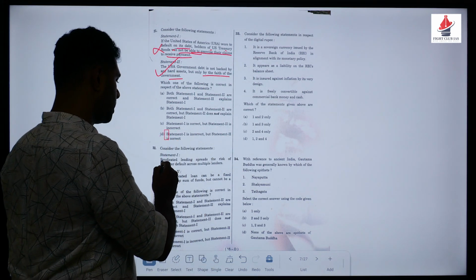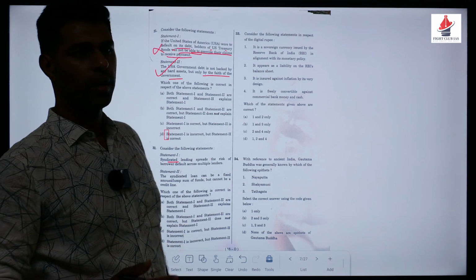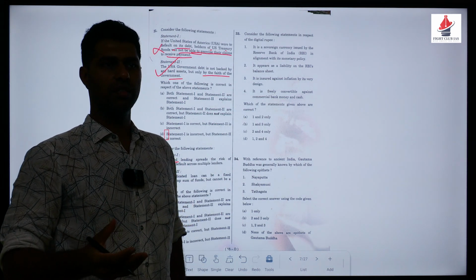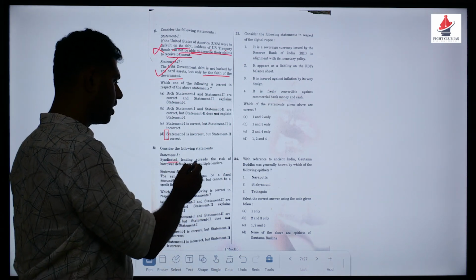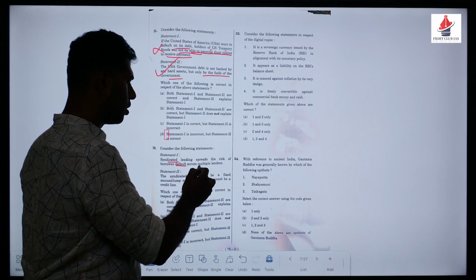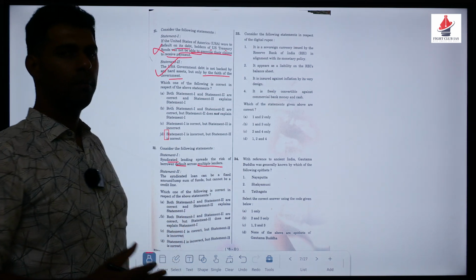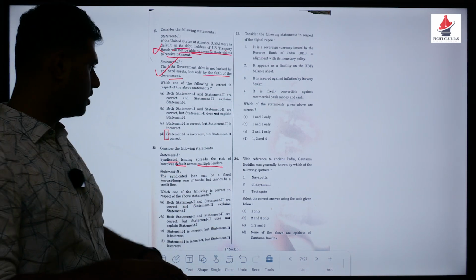Moving on, syndicated lending. Syndicated lending means where multiple creditors get together and lend. Syndicated lending spreads the risk of borrower default across multiple lenders. Yes, because many people are coming together, there is less risk.